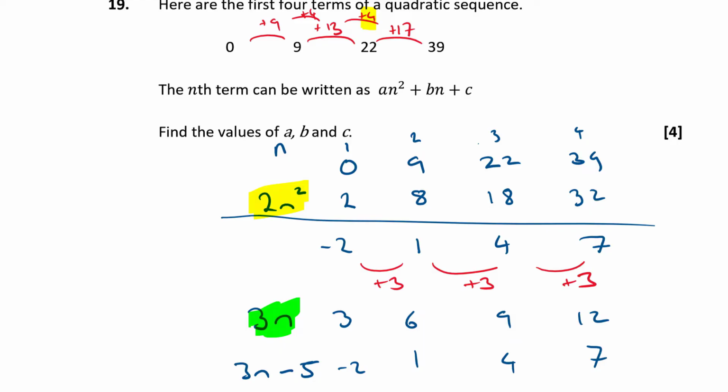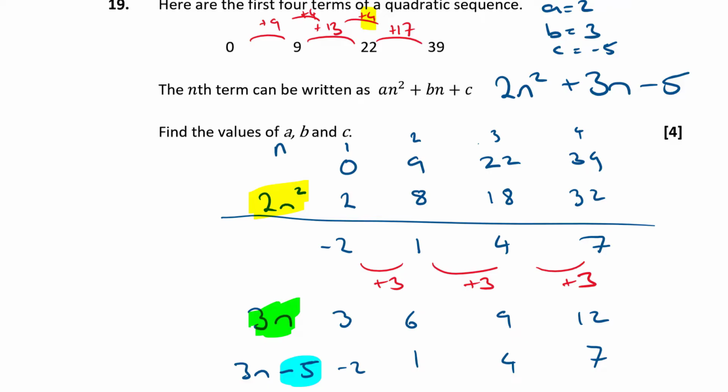Okay, so that's my 3 bits then, isn't it? So the 2n squared and the 3n and the minus 5 then make up my sequence. Okay, so in the form an squared plus bn plus c is 2n squared plus 3n minus 5. Okay, in other words, a is equal to 2, b is equal to 3, c is equal to minus 5. Okay, that's my solutions.